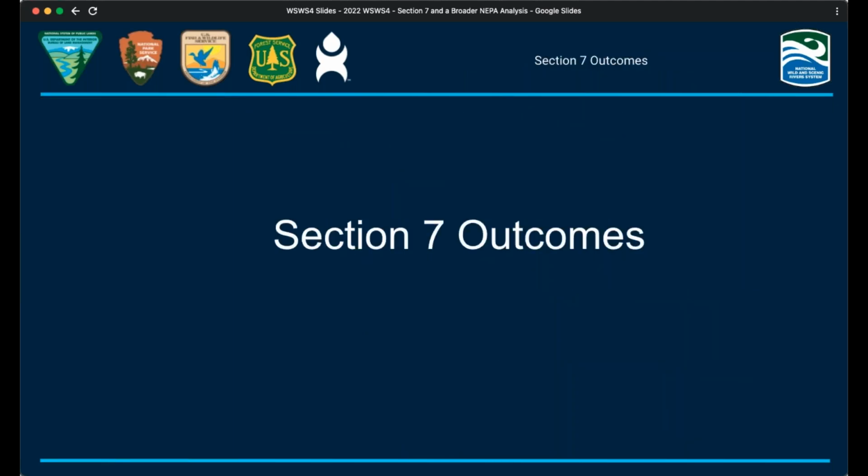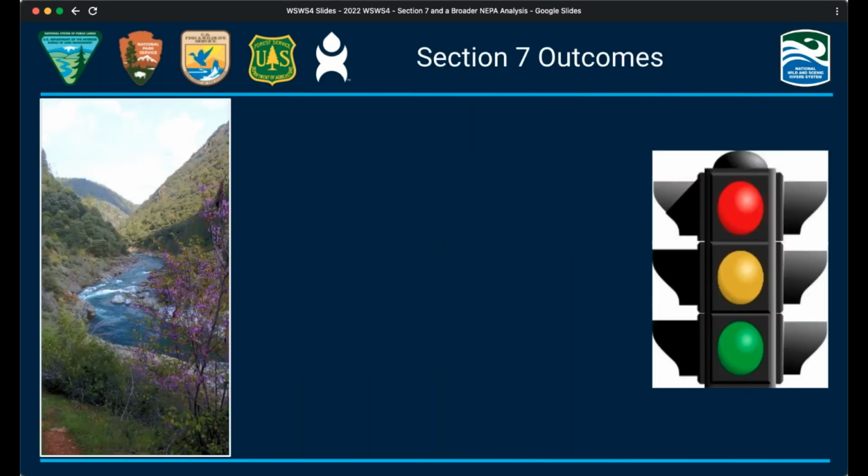So now we'll look at some of the outcomes that can result from Section 7 evaluation and determination. Once the Section 7 evaluation is complete, there are 3 possible outcomes of the review by the river administering agency. The first situation is when the project has been determined to have an adverse effect, regardless of the evaluation standard applied. This situation is a red light. The project may not go forward with federal assistance as proposed.